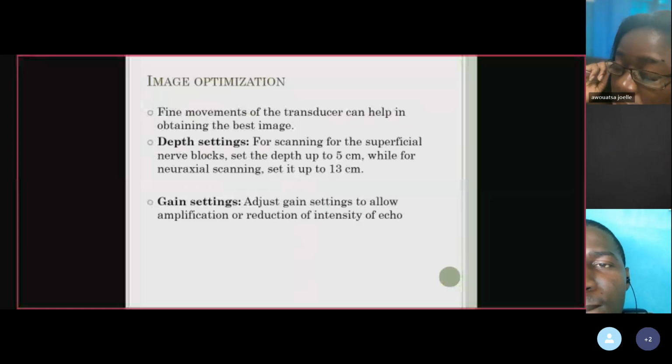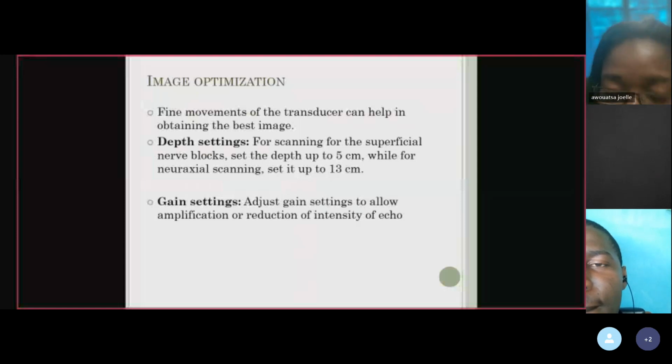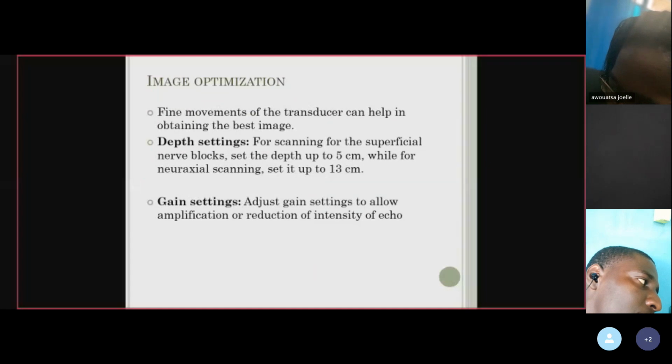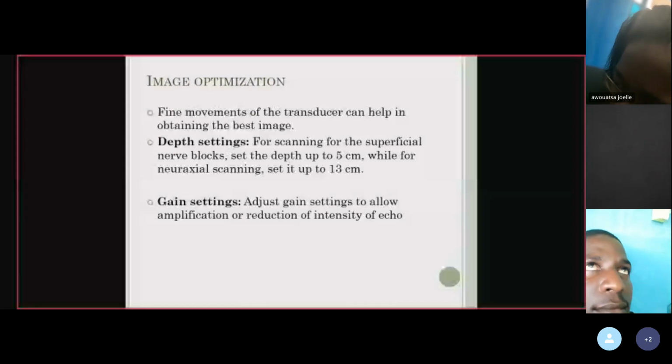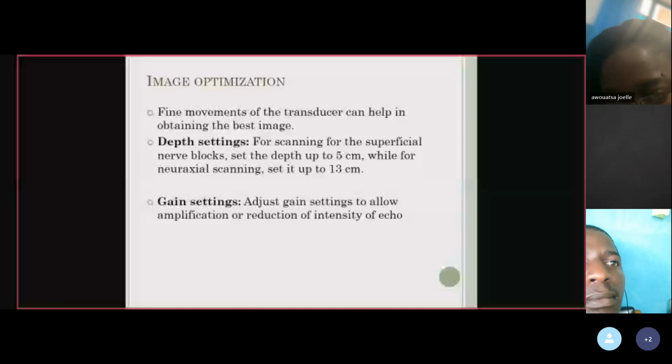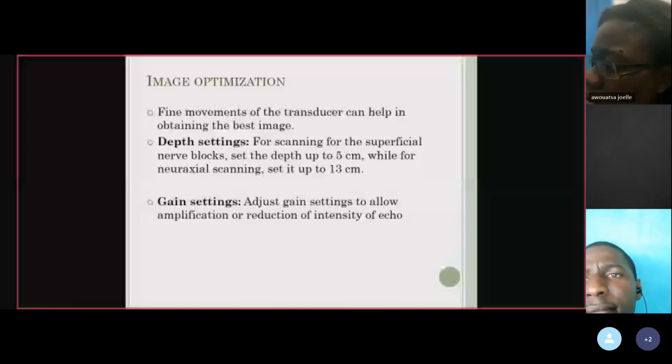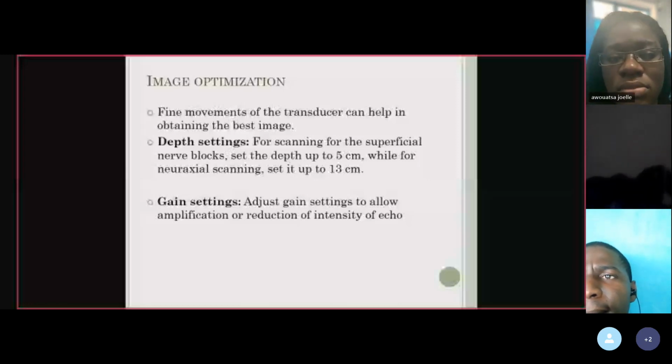So to get a perfect image, we have to adjust the depth setting on the console panel. There will be a depth knob which you can rotate. And there is the gain setting. Gain will tell us the brightness, how bright we want the image. Okay, so we have to adjust the gain slightly: if you want to reduce the signal, then we will reduce the gain, and if you want to enhance the signal, then we will increase the gain. That will make the image brighter or darker based on the gain setting. So remember that after the protocol is set and after you start doing the scan, you have to adjust these two parameters, that is depth and gain.